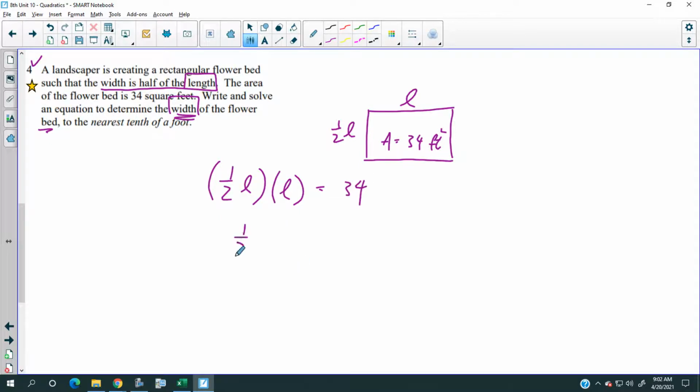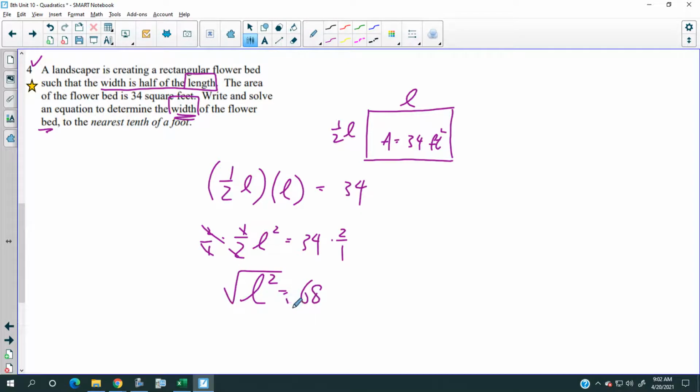So half, and then L times L is L squared. It's equal to 34. I don't want the half of L squared. I just want L squared for the next part, right? So I'm going to multiply both sides by 2 over 1, right? Just solving a good old equation here, right? Balance method. So we got L squared is equal to 68, right?